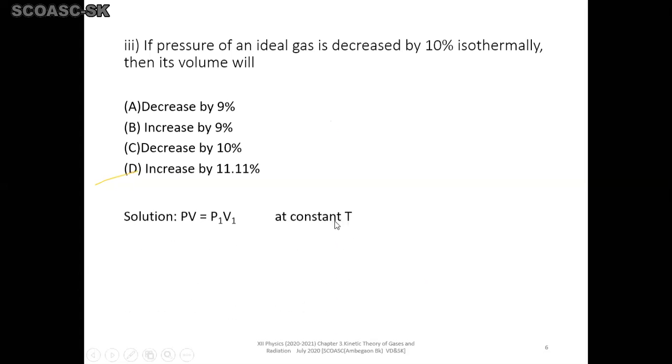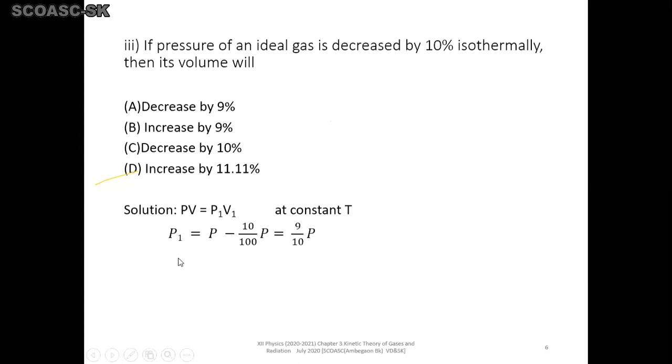Now, what is the answer? I'm going to look into the formula. PV is equal to P1V1, because the temperature is constant, PV is constant, right? When temperature is constant, volume is inversely proportional to pressure, is what Boyle's law had said. So I can say PV is equal to constant when the temperature is constant, or I have PV is equal to P1V1 at some different stage, right?